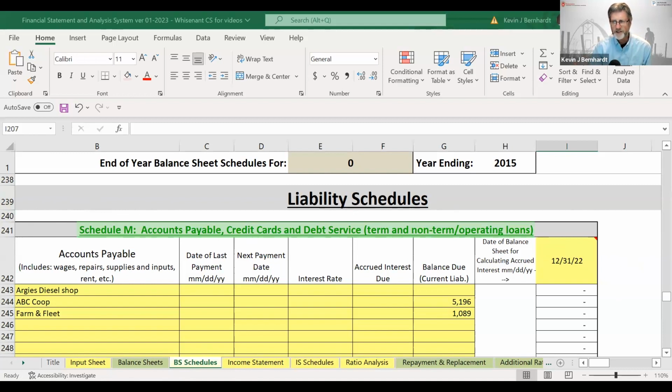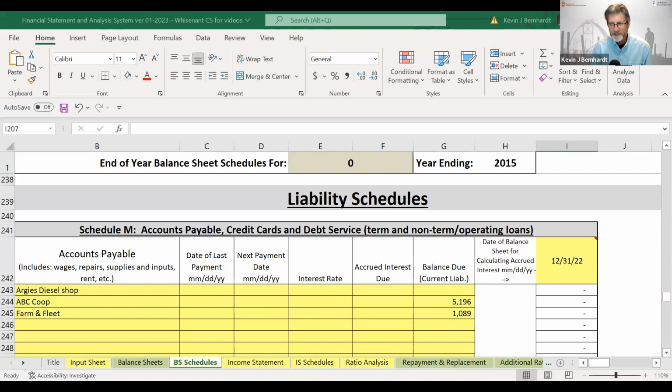Those are things such as accounts payable, credit cards, operating loan, current portion of any long-term debts that are due this year, just the part that's due this year, any accrued interest that might have accrued since your last payments, and other accrued expenses like the wages you haven't paid yet, taxes that you haven't paid yet, but you owe them. Those are all the kinds of things that you would find as a current liability.